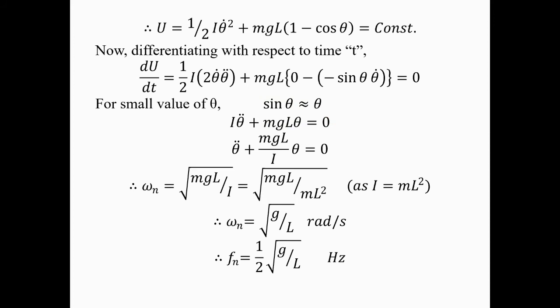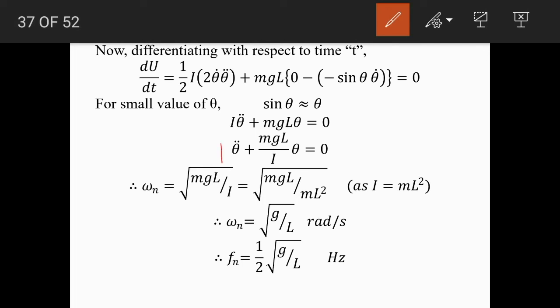So finally we get the relationship I into theta double dot plus mgL into theta is equal to 0. So this equation could also be written as theta double dot plus mgL into theta divided by I is equal to 0. So this is nothing but our equation of motion for the simple pendulum, which we have previously derived using the equilibrium method.